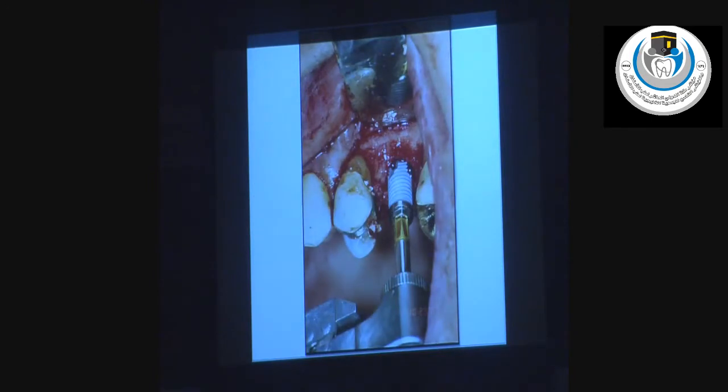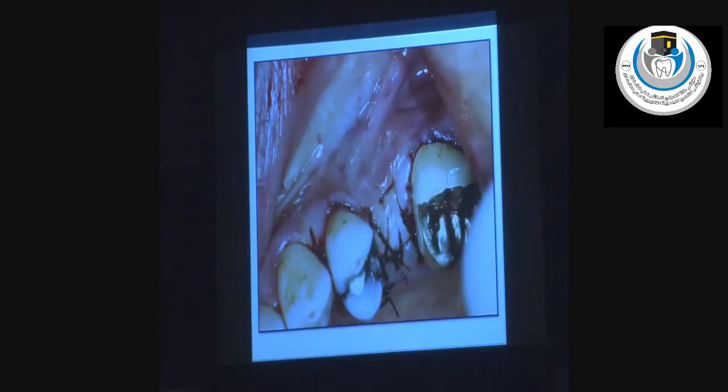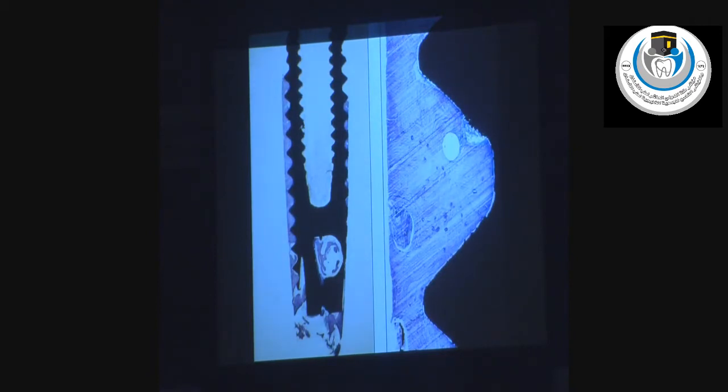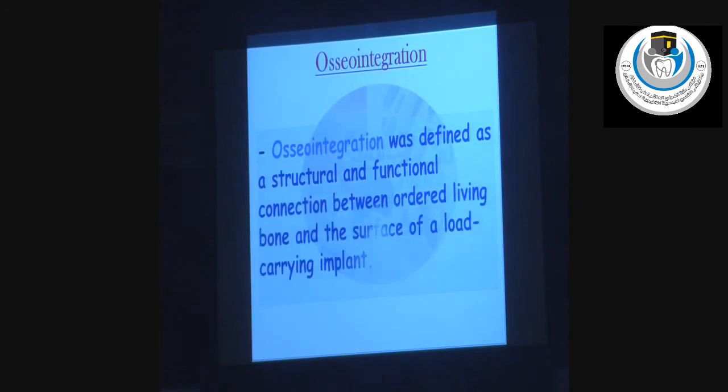So we place the implant, then we suture it, we wait 4 to 6 months, and after that we have a second surgery just to expose the head of the implant, and we place the healing abutment, to get what is called osseointegration. So what is osseointegration? Osseointegration was defined as a structural and functional connection between the living bone and the surface of a load-carrying implant.